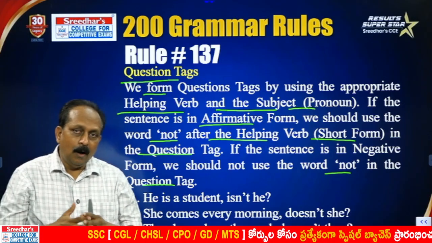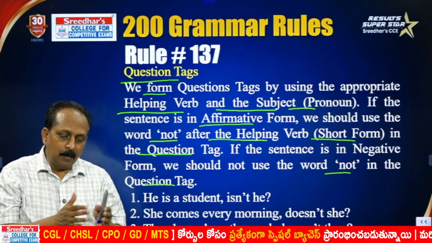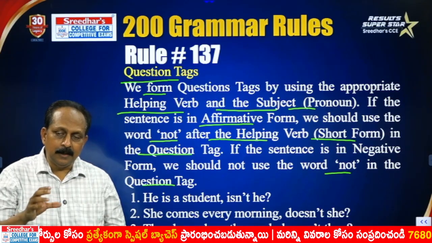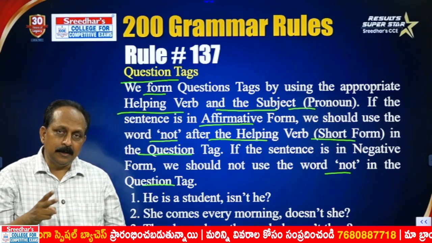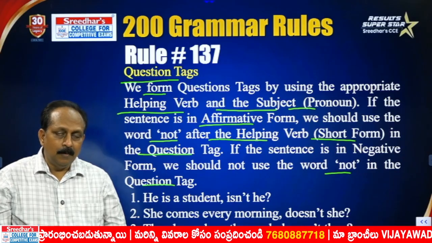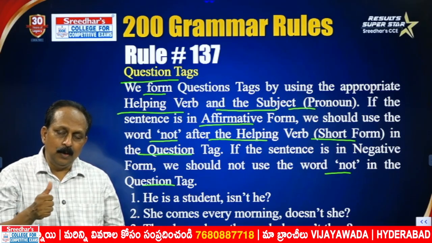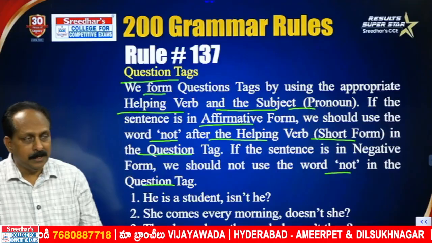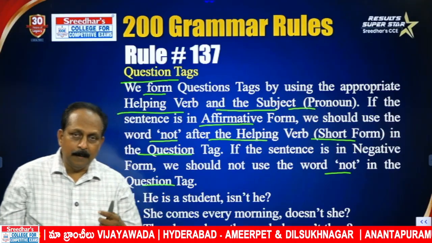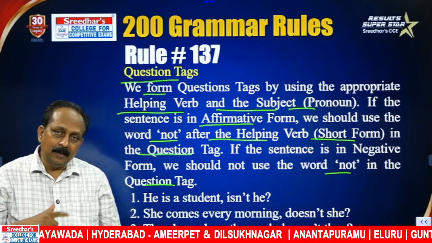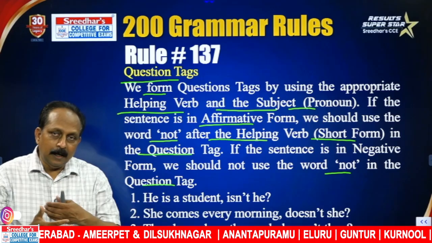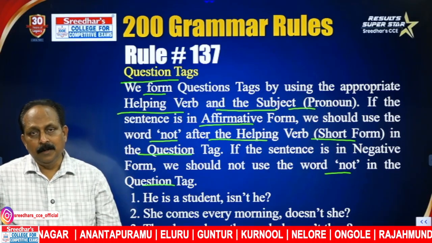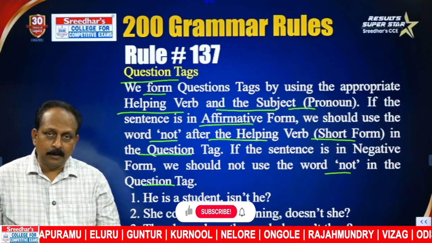I will repeat. How do we form a question tag? Whatever helping verb, because these helping verbs are tense specific. Of the 12 tenses, in 10 tenses you see the helping verb. In 2 tenses you don't see it, present tense and past tense. But already you have learnt, in present tense we use do and does, in past tense we use did. In other tenses you see the helping verb, and that has to be repeated. We form question tags by repeating the appropriate helping verb and the subject. And the subject should be a pronoun in the question tag. If the sentence is in affirmative form, in the question tag we have to use the word not. And if the sentence is in negative form, we should not use the word not in the question tag.